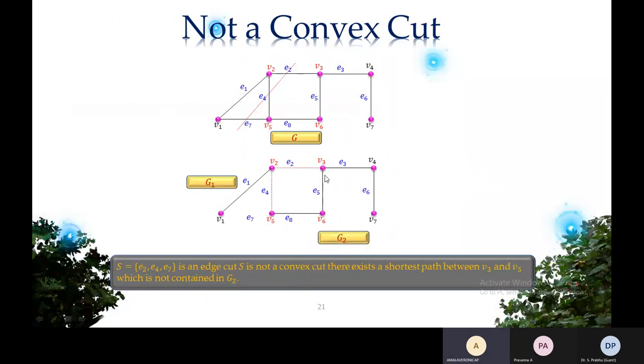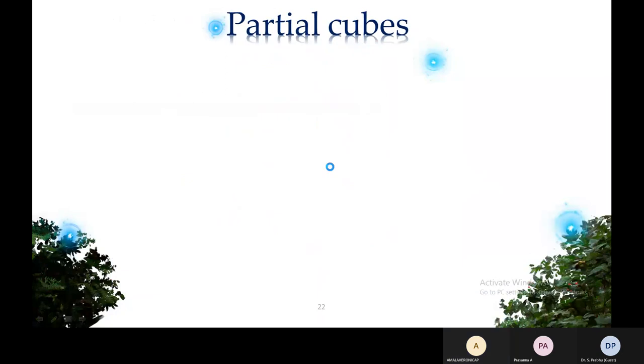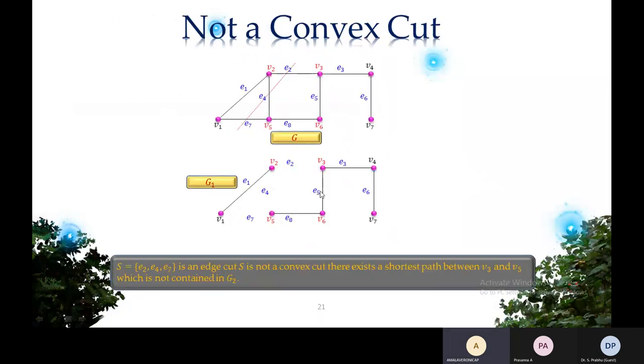to V3, the shortest path between V5 and V3 will be V5, V6, V3. But there is another shortest path from V5, V2, V3 that goes to G1 and then comes back to G2. Is it right? The shortest path between V5 and V3 will be V5, V6, V3, and that wholly lies in G2. But there is another shortest path from V5 to V3 via V2 that goes to V1 and comes back to G2. Starts from G2, goes to V1 and comes back to G2. This should not be the case of a convex cut or convex component. Therefore, this cut cannot be considered as a convex cut.